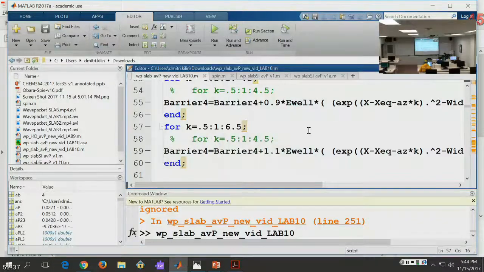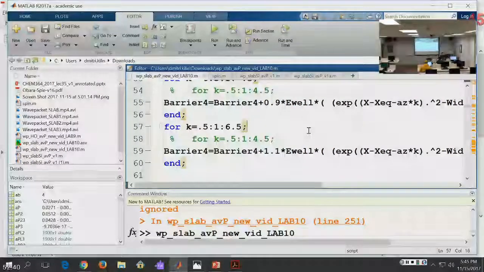You're going to want to rename one of those. Huh? You have two of them that are both called Barrier 4. Yes. It doesn't care.